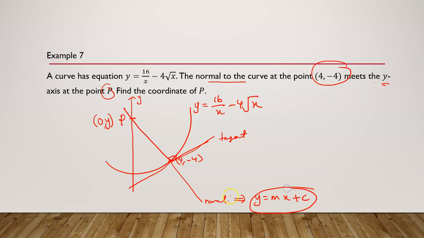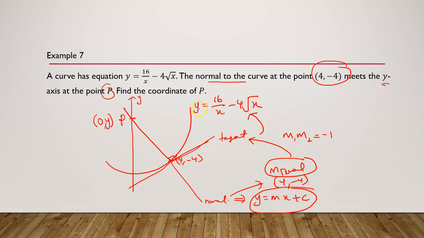How to find normal equation? You need dia punya gradient, gradient of the normal, and you already know dia punya coordinate, 4, -4. So how to find dia punya gradient of the normal? You have to find gradient of the tangent, kan? In order to use these properties, m1 m2 equals -1. So you have to differentiate this equation. Macam gitu ya step dia.